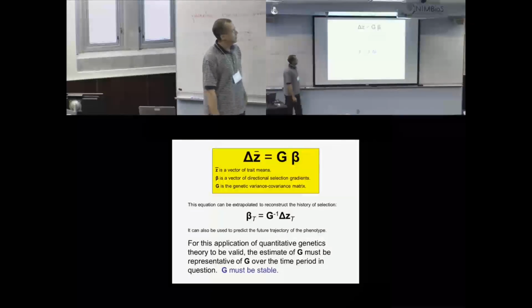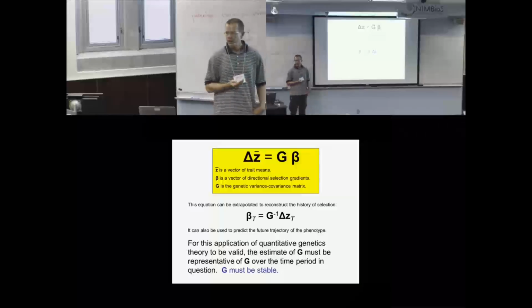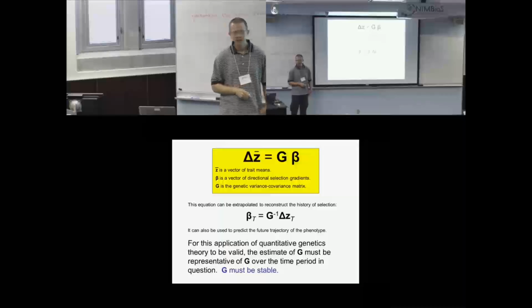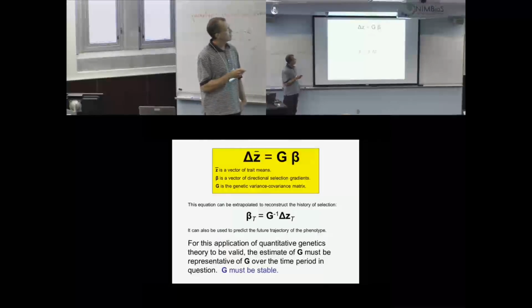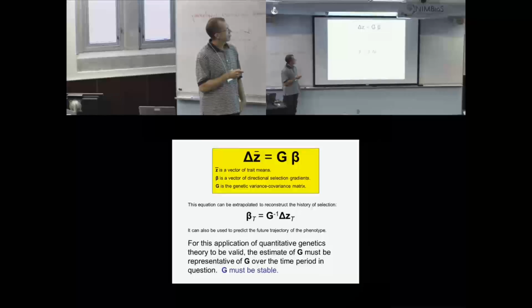All right, so Steve already talked about the multivariate Breeder's equation and the reason that we might be interested in the evolution of the G matrix per se. The reason, obviously, is that the G matrix plays a central role in predicting the response to selection, right? It's one of the most important evolutionary parameters. And you already know that beta is the vector of directional selection gradients, and G is the genetic variance covariance matrix, the additive genetic variance covariance matrix.